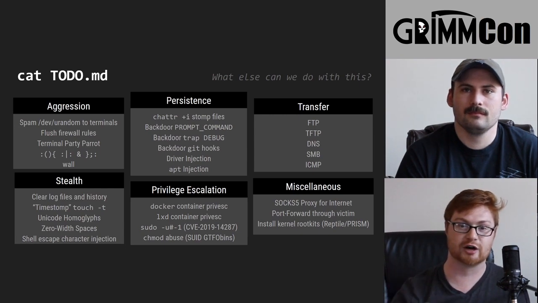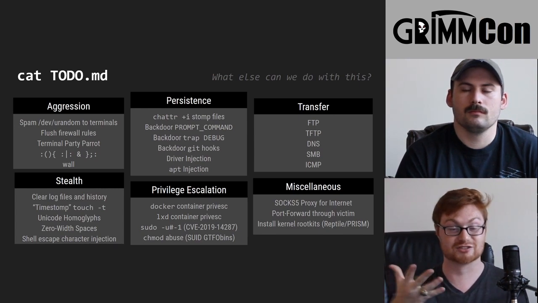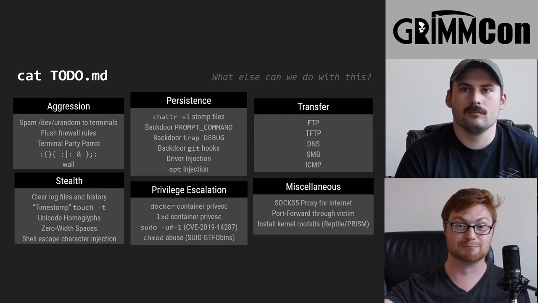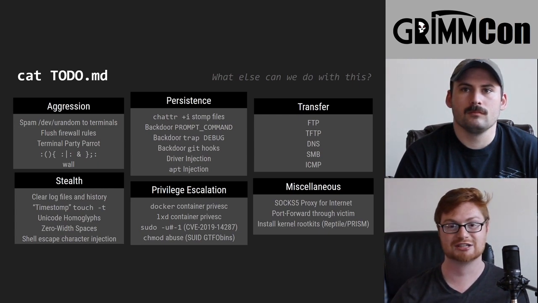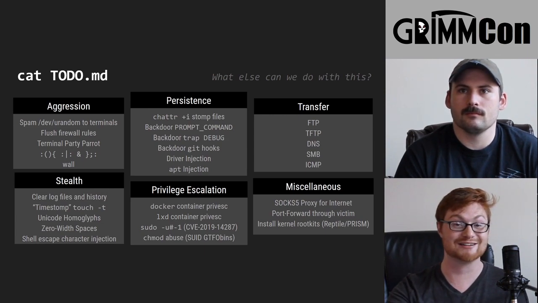Maybe port forward to other machines in a local area network. Who knows? There's just so much we could do with it. Maybe even install some kernel rootkits, right? Put in Reptile or Prism for some crazy cool persistence. There's just so much, and we're really excited about all these ideas, and maybe you might have some really cool ideas too.